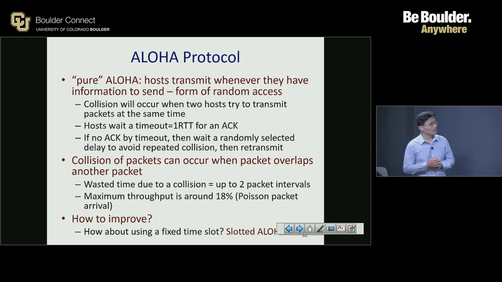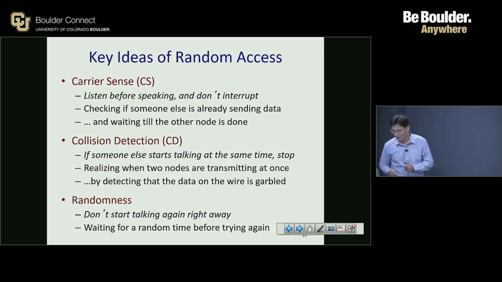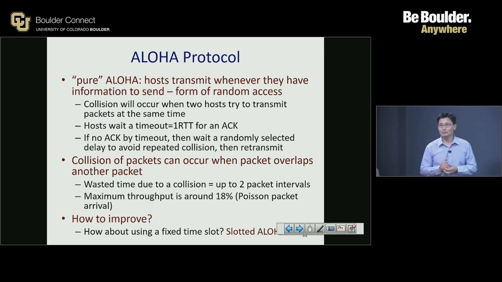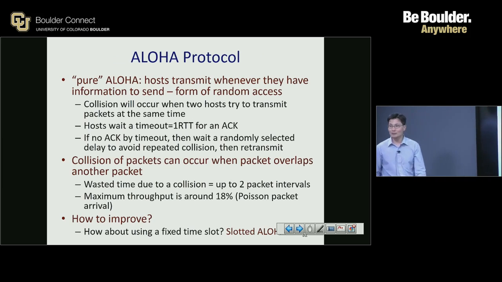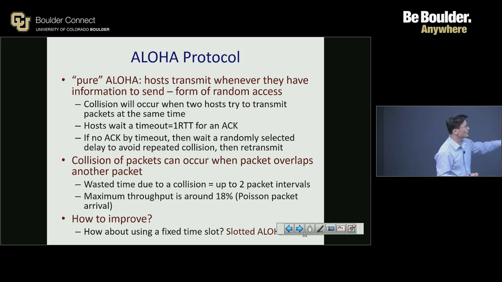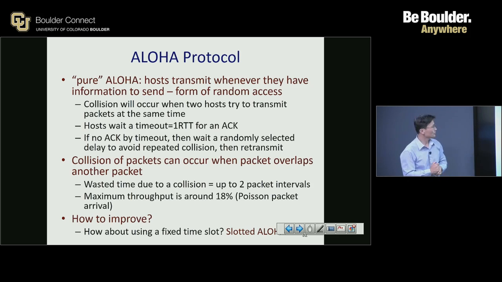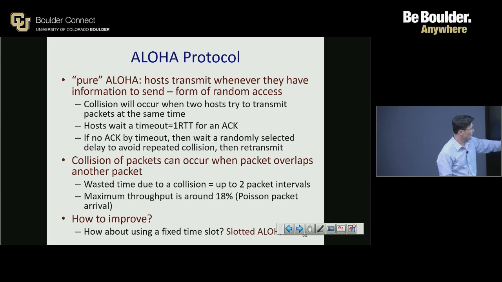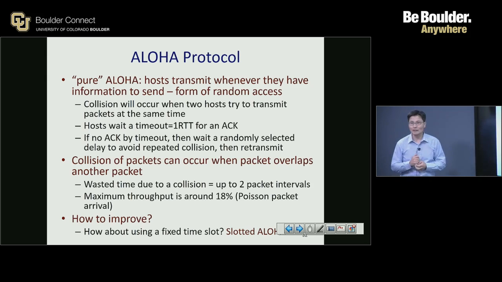Okay, so for random access, the earlier protocol was the Aloha protocol. It's just like this: the host transmits whenever it has information, without any carrier sense. When you want to send something, you just send it. Then collisions will occur, right? When two hosts try to transmit packets at the same time, and assume we have one round trip time for an ACK, we send data and then the acknowledgement comes back. In this situation, a collision can occur when a packet overlaps another packet.